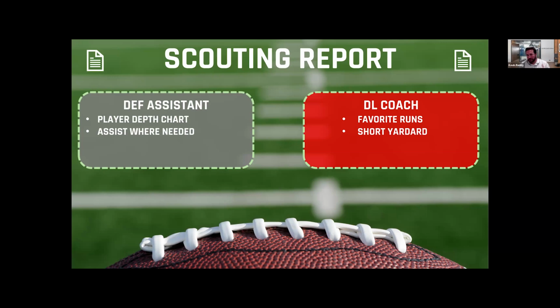The possession openers, so second and 10, and your first and normal, second and normal. Then you get into your short yardage. Your D-line coach should be a guru on what the team is doing from 3rd down and 1 to 3rd down and 6. That needs to be his money, and being able to present not only to the players, but to the staff, what they're doing in short yardage.